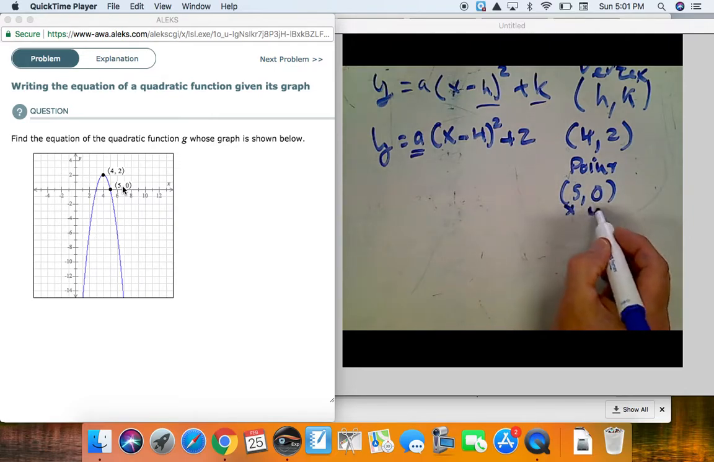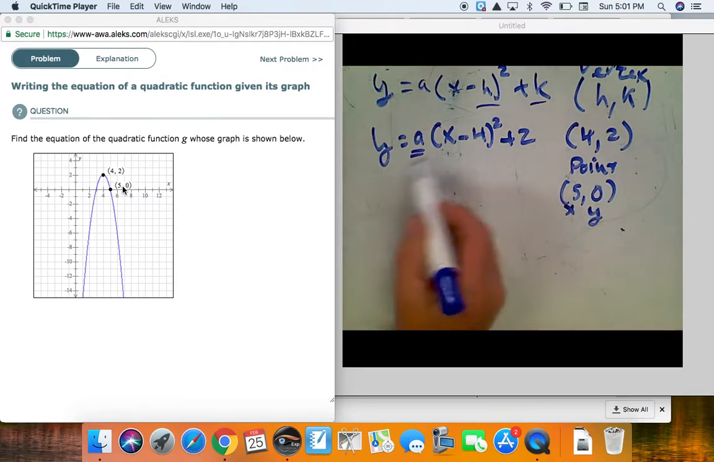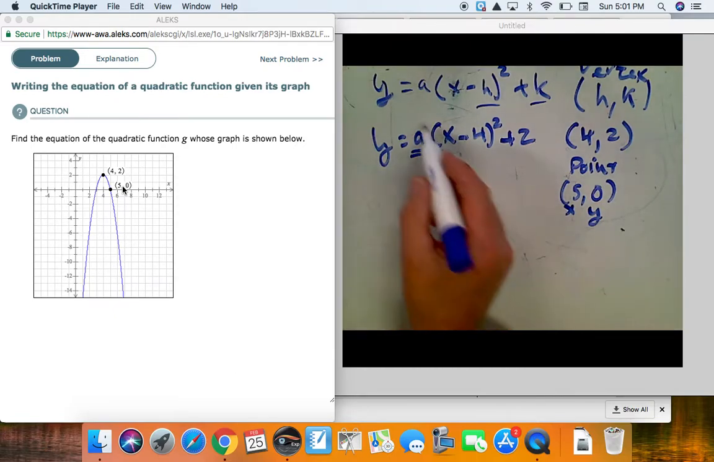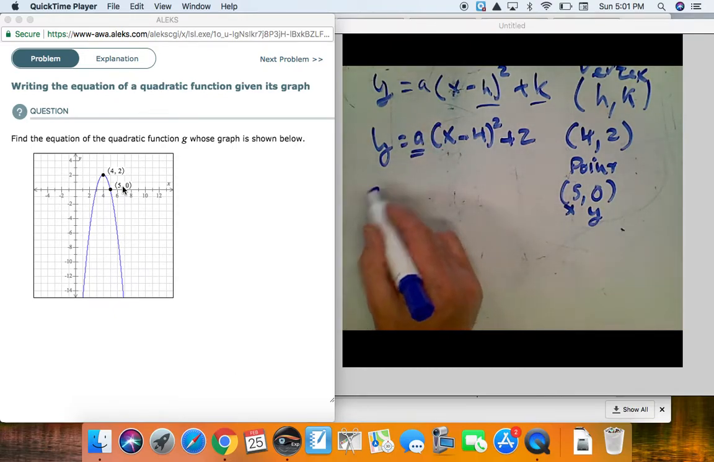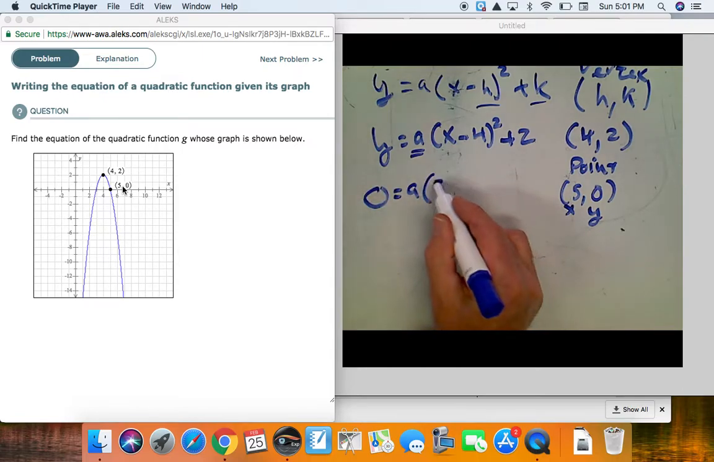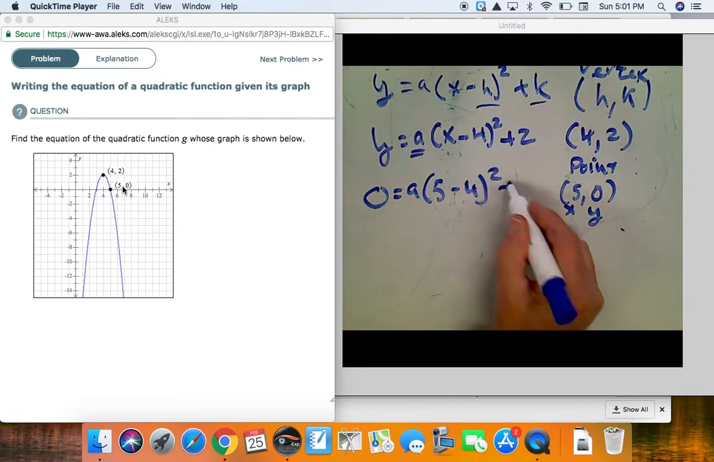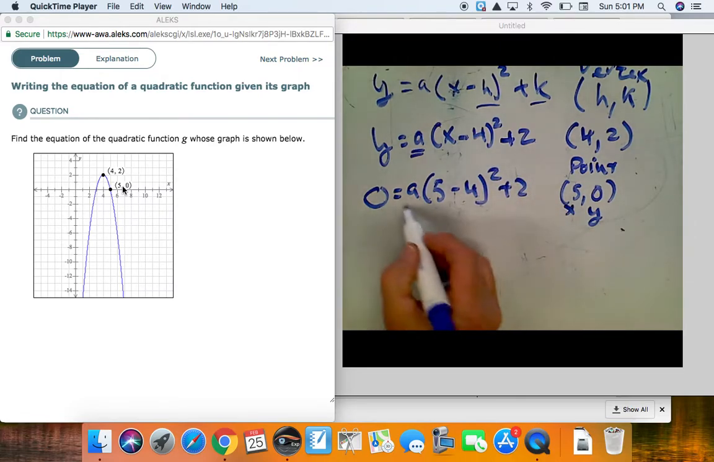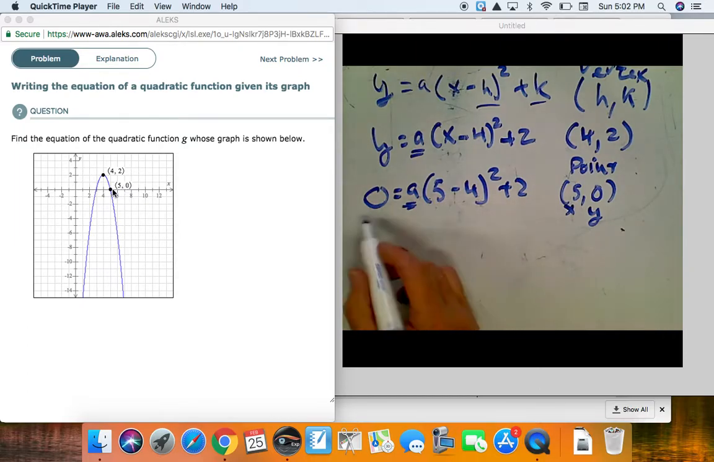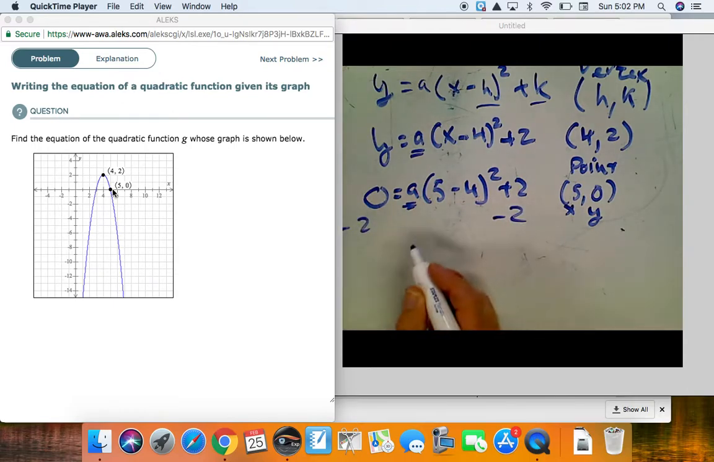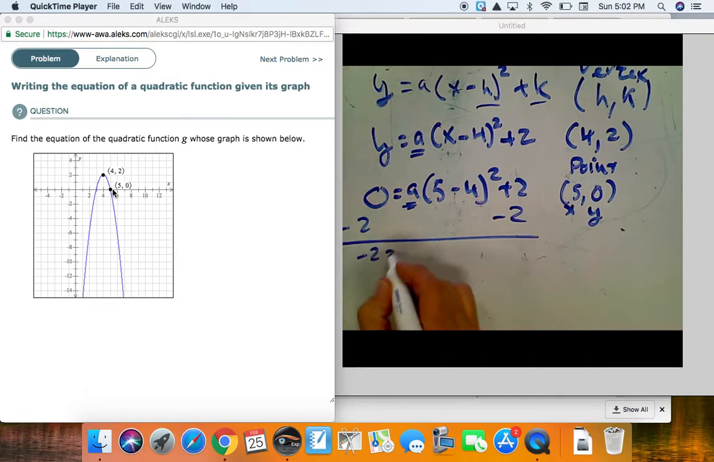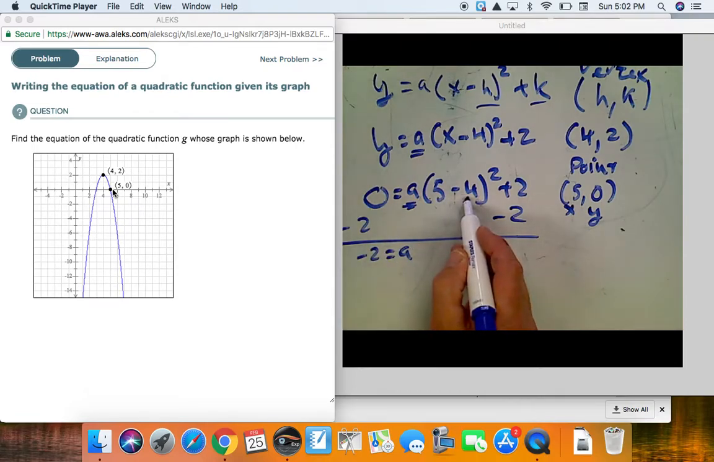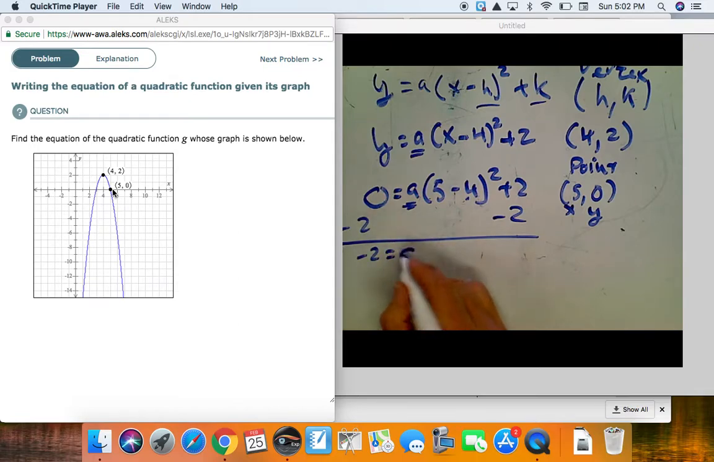And we know that this is x and this is y. Well, in this equation we have an x and a y that we can plug in, and that would allow us to solve for a. So I'm going to say 0 equals a times 5 minus 4 squared plus 2. Now I can solve for my a value given that other point. I'm going to subtract 2, and that'll give me negative 2 equals a times 5 minus 4 is 1, and 1 squared is 1, and 1 times a is just a. So a equals negative 2.